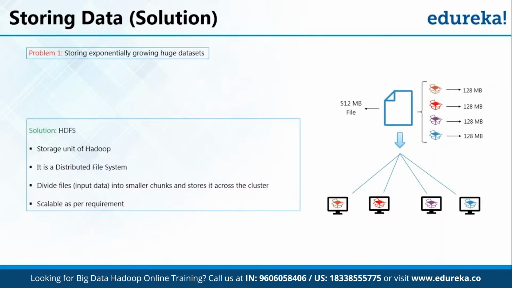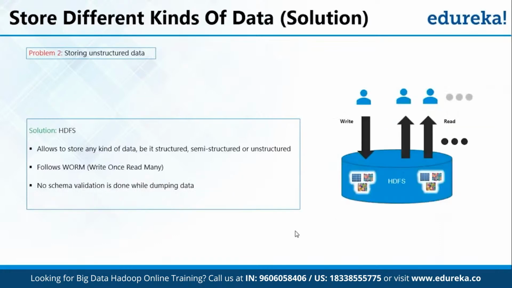Now Reshma, what was the second challenge with big data? The next problem was storing a variety of data, and that problem was also addressed by HDFS. With HDFS, you can store all kinds of data, whether it's structured, semi-structured, or unstructured. It is because in HDFS there is no pre-dumping schema validation, so you can just dump all the kinds of data that you have in one place. It also follows a write once and read many model, so you can write the data once and read it multiple times for finding out insights.